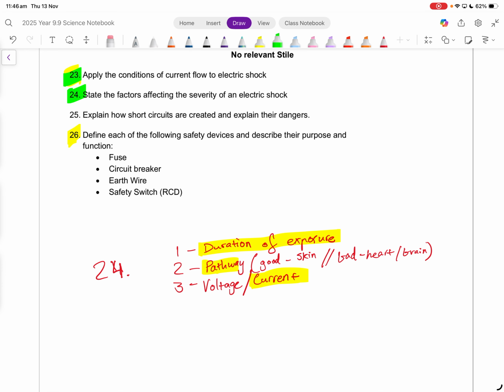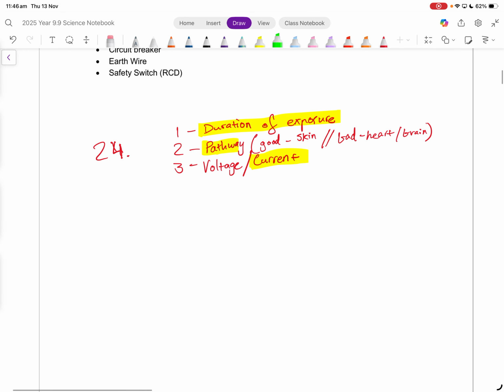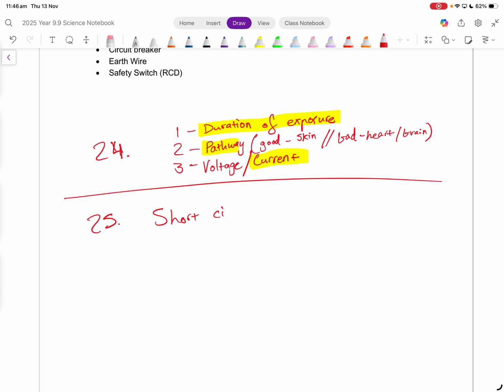Number 25, explain how short circuits are created and explain their dangers. So, can anyone tell me what is a short circuit? Yeah? Oh, it's like a circuit without a load. Good. Circuit without a load. An accidental path of very low resistance that bypasses the intended load. Great. So, for this one, we're going to combine both of your responses. Okay? So, a short circuit, okay, is, I'll do a few dot points here to break it down, an accidental pathway.